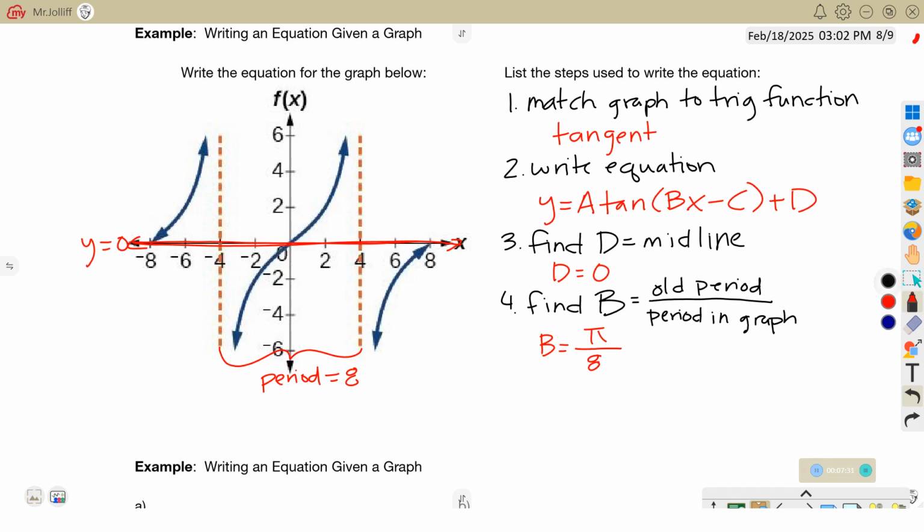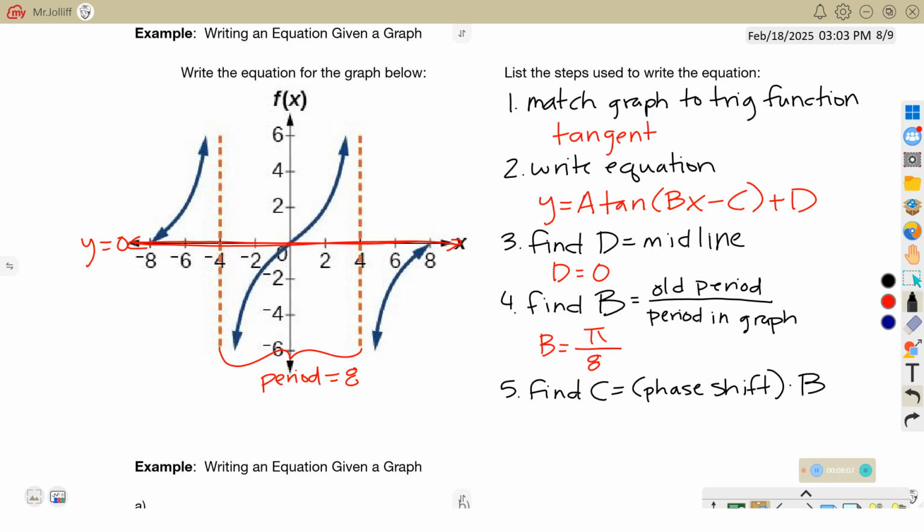Next one is to find C. And C is equal to your phase shift times B. That comes from the definition of phase shift. Phase shift is C over B. I'm just solving it for C. We know what B is. It's pi over 8.